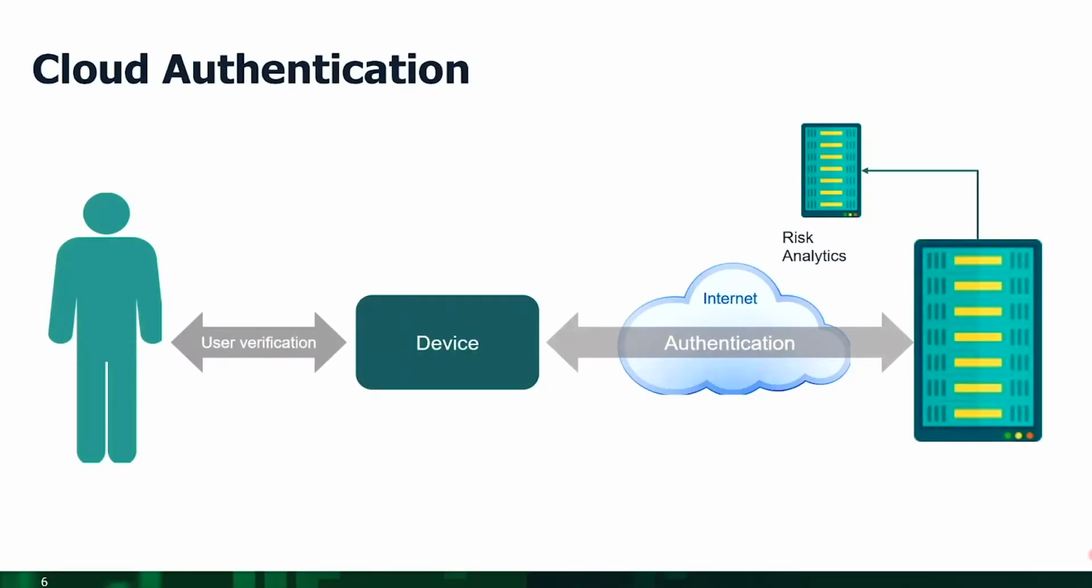So this is a traditional picture. A user logs in, authenticates through their device to a server. Often there's some risk analytics going on in the background to figure out, is this person coming from the right location? Are there any oddities about how they're logging in?